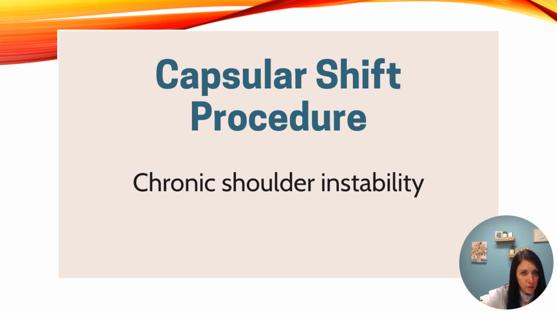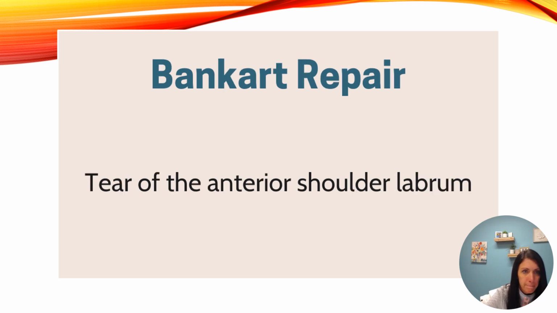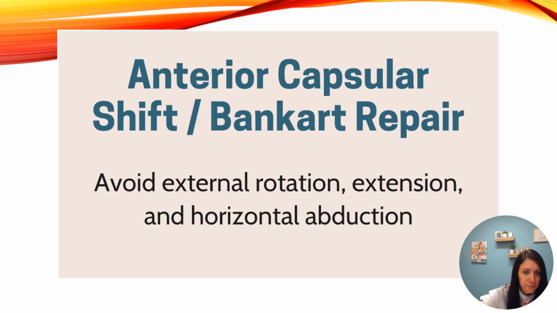A capsular shift procedure is for chronic shoulder instability, and the procedure involves tightening of the joint capsule by cutting the capsule and overlapping the ends to give it more stability. What portion of the capsule needs to be tightened depends on the direction of instability. I already mentioned Bankart, didn't I? Yeah, it's a tear of the anterior shoulder labrum. For an anterior capsular shift or Bankart repair, you're going to avoid external rotation, extension, and horizontal abduction until a later point in time.